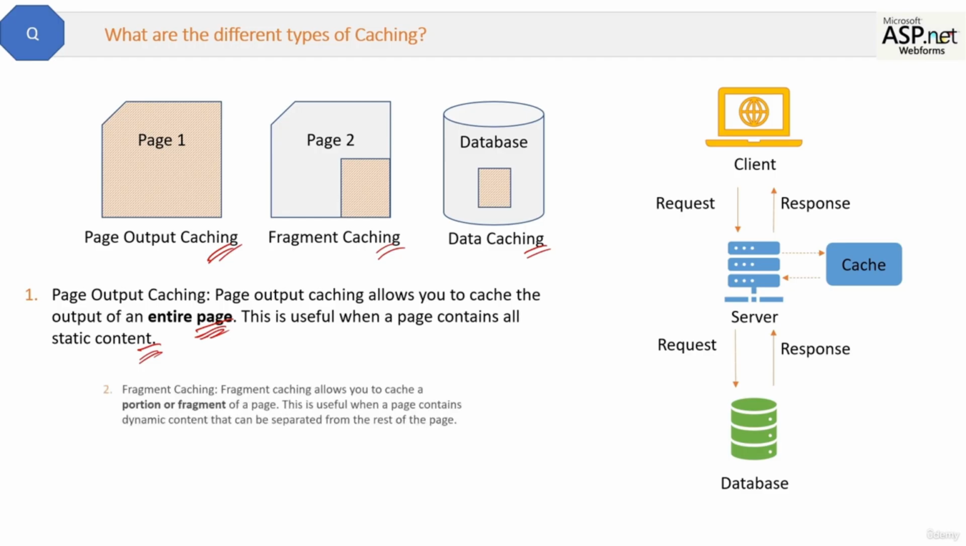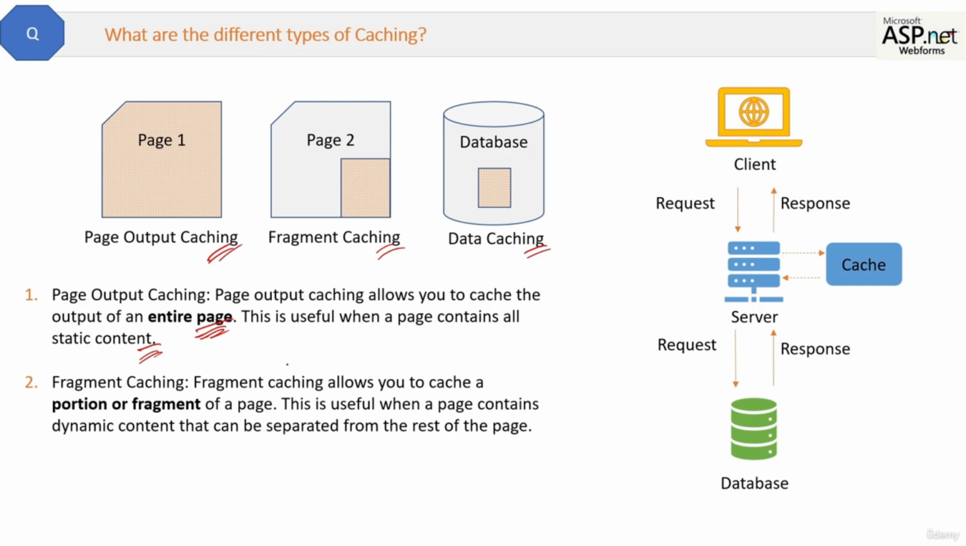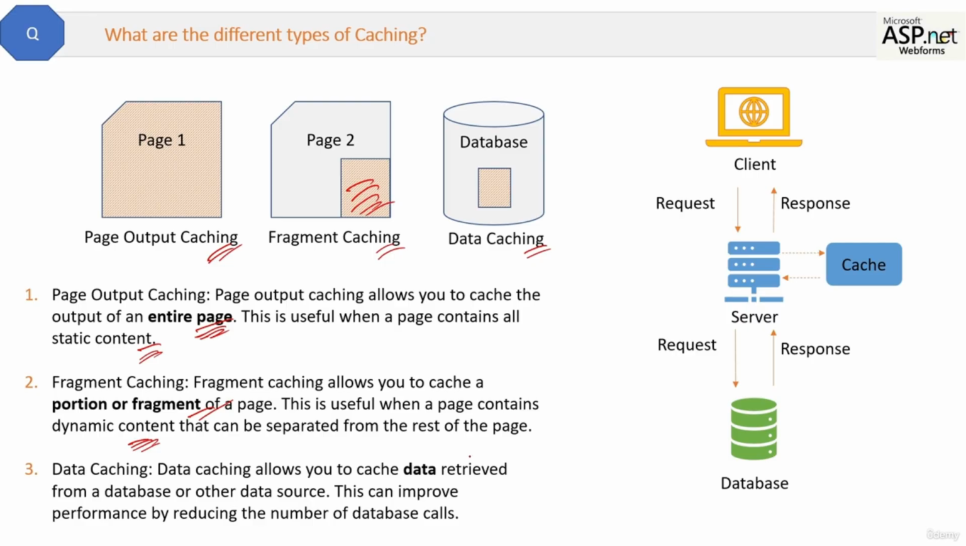Then the next is fragment caching. Fragment caching allows you to cache a portion or fragment of a page only. This is useful when a page contains some dynamic content that can be separated from the rest of the page, okay? And this is the most used real-world scenario also, right? The last type of caching is data caching. Data caching allows you to cache the data retrieved from the database or other data sources. This can improve performance by reducing the number of database calls, okay? Great. Now you know the 3 types of caching and the basic idea of caching.